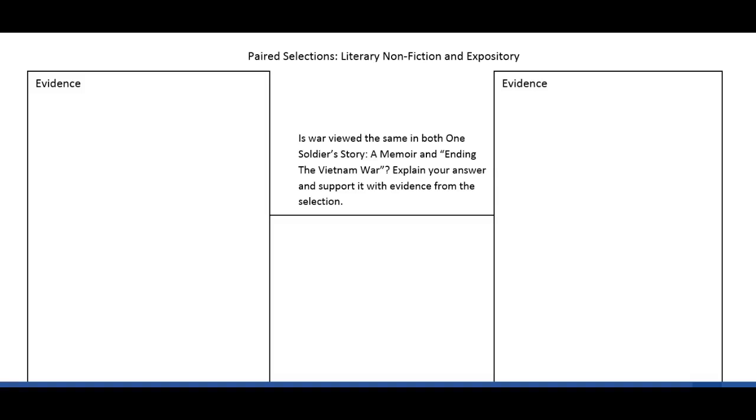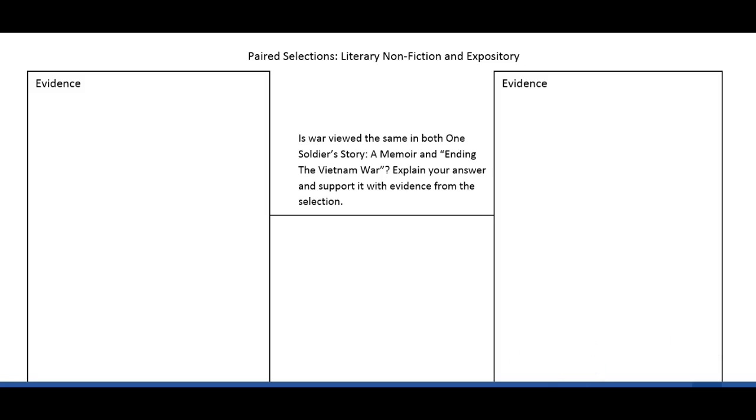Hello, welcome to English 3, Quest 1, Module 3, Paired Selections, Literary Nonfiction and Expository Text. Today we're going to take a look at making complex inferences using two genres, and we're going to use evidence to support our answers.